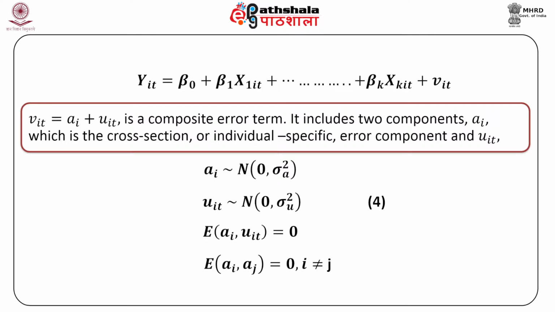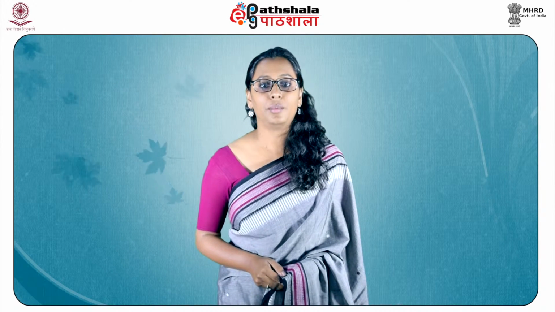It includes two components, a_i, which is the cross-section or individual specific error component, and mu_it, which is the combined time series and cross-section error component. Note that a_i is normally distributed with mean 0 and variance sigma squared a. Mu_it is normally distributed with mean 0 and variance sigma squared mu. Expected value of a_i mu_it is equal to 0, and expected value of a_i a_j is equal to 0, i not equal to j. That is, the individual error components are not correlated with each other and are not autocorrelated with both cross-section and time series units.